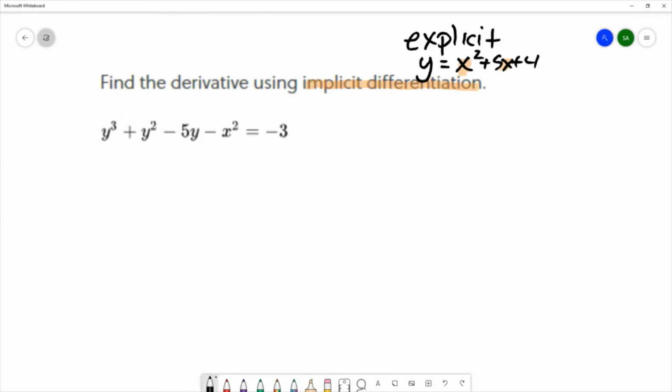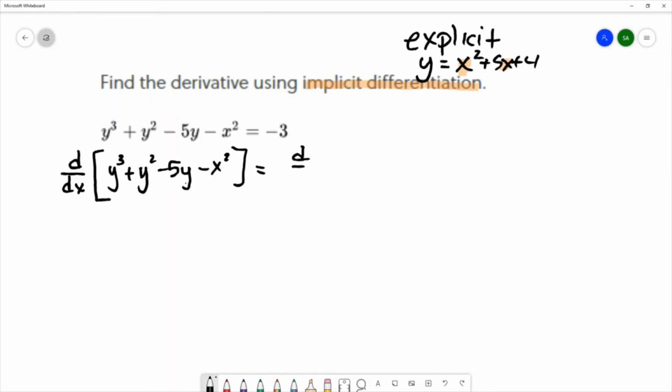So the process for implicit differentiation is that we're going to calculate the derivative with respect to x on each side of the equation. So we have d dx of y cubed plus y squared minus 5y minus x squared. And that's one side of the equation. And then on the other side of the equation, we'll also take the derivative with respect to x.